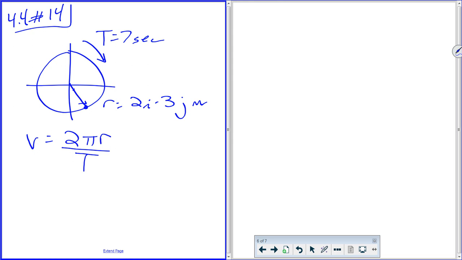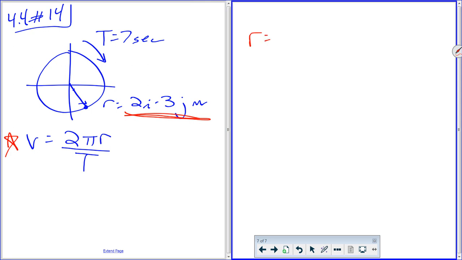Yeah. All right, but before I can do it, I got to figure out what my radius is, right? Please make sure you're aware, I can't just plug this in because that's a vector, right? And remember, this equation is just good for the magnitude, right? Okay, so how do I find the radius? It's just the square root of 2 squared plus 3 squared, right? So root 13, whatever that is.